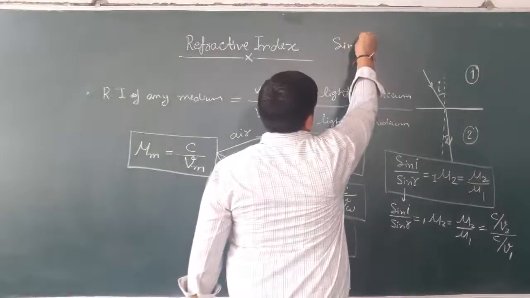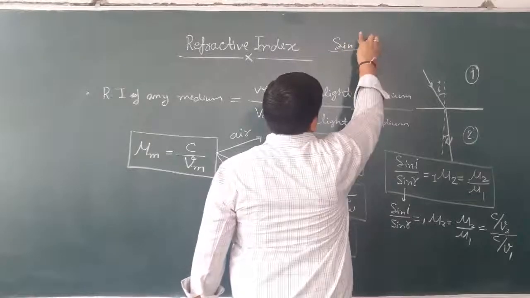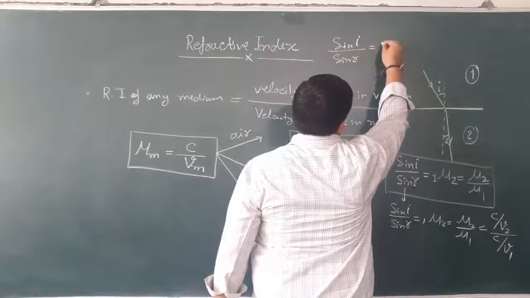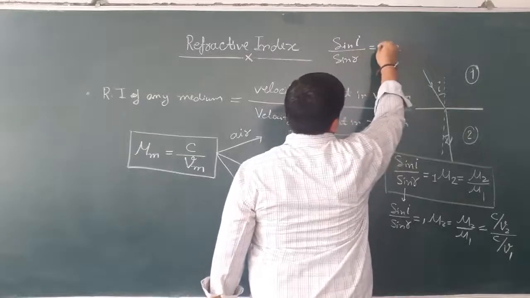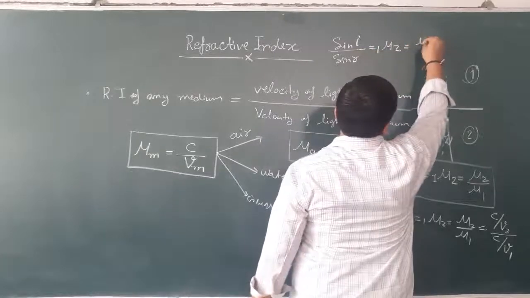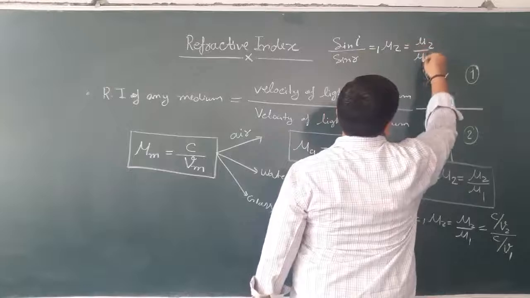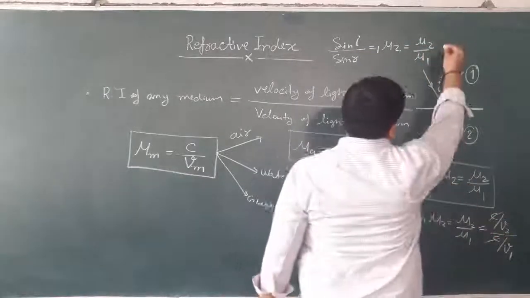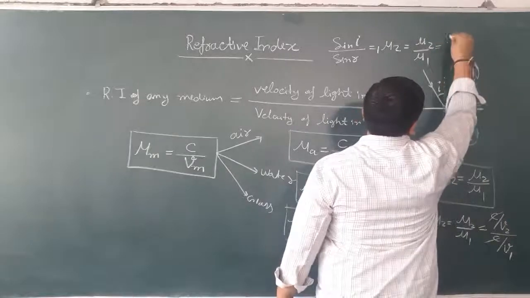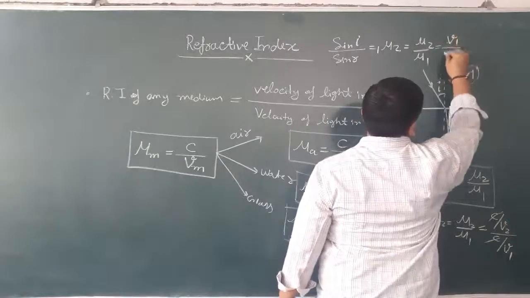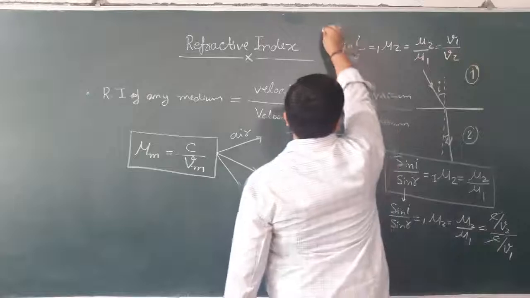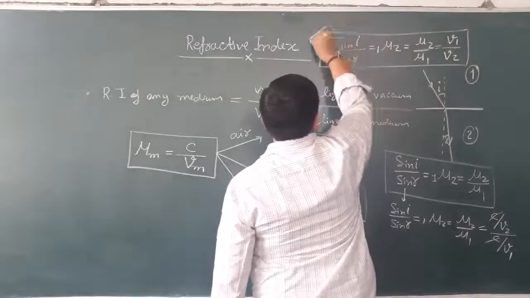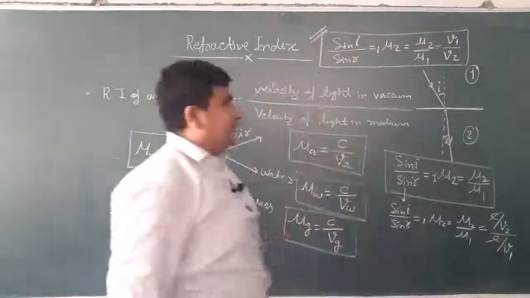that sin I over sin R equals the refractive index of the second with respect to the first. The vacuum velocity will be cancelled out and we get the equation: velocity in the first medium with respect to the velocity in the second medium. So this is how the complete equation of Snell's law can be written.